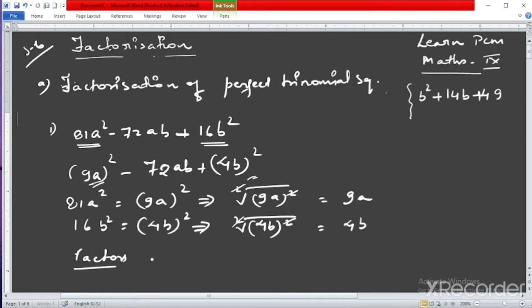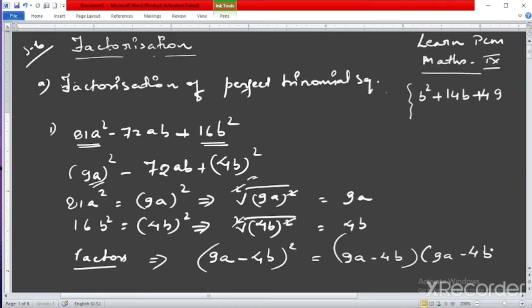The factor will be simply 9a, and since the sign of the left-out term is minus, you use minus over here, so it is 9a minus 4b, whole square. That can further be written as 9a minus 4b times 9a minus 4b. So you have two factors for this given expression. Understood? Let us take some more questions.